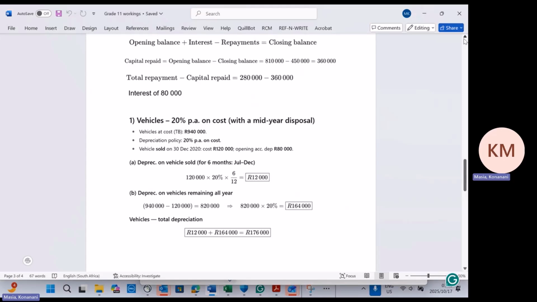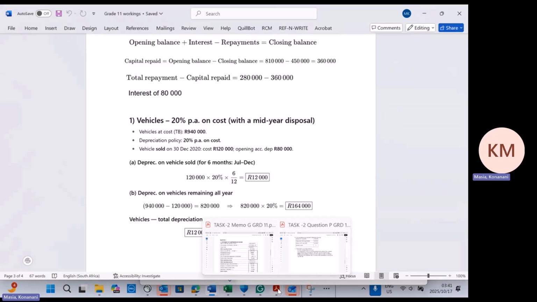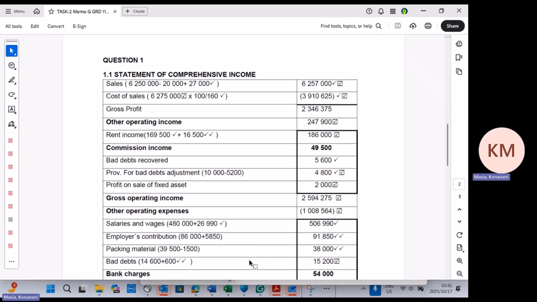Then I'm going to say on that one, it's only 6 months depreciation, but the balance of 940 minus 120 is for the full year, which is 20% multiplied by 12 divided by 12. Then that's how I calculate my vehicle. Students, I hope you understand how to do the calculation, and I want to wish you all the best in the remaining year. When you do all the questions, because the more you practice, accounting is about practicing, and then at the end of the day, you're going to make it.